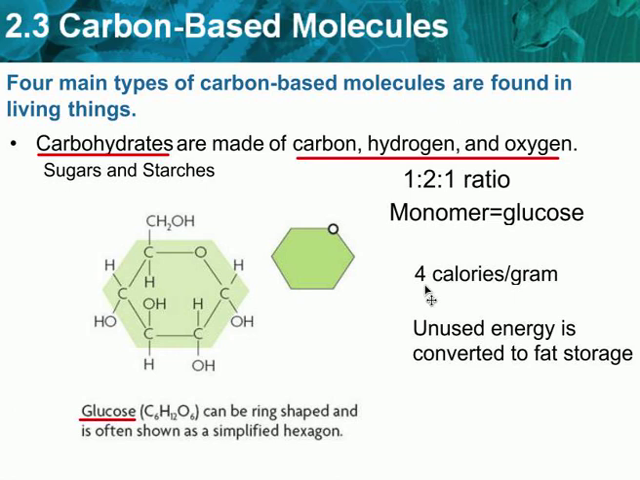Carbohydrates as a whole classification only have 4 calories per gram. So that's going to become important when we look at food labels and how to calculate total calories of foods. That's what we're going to look at. That's one of the activities we're going to do.